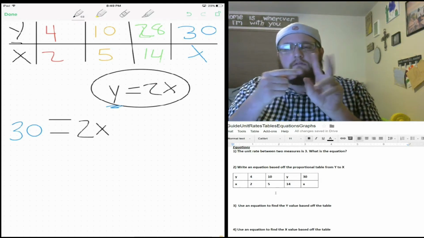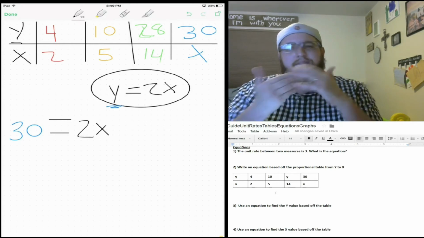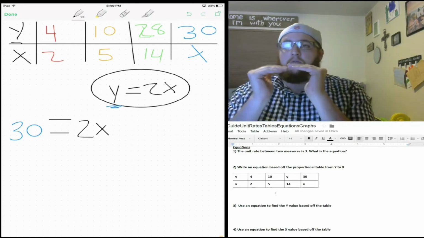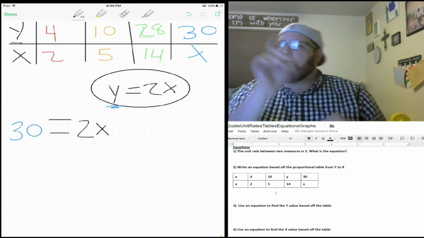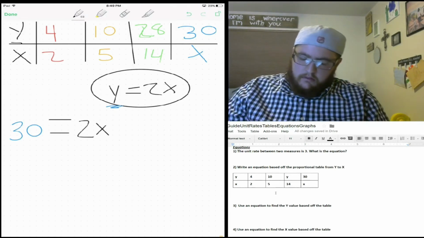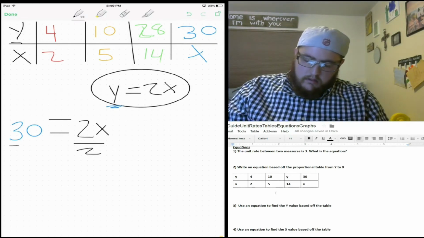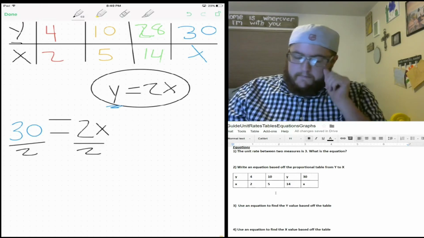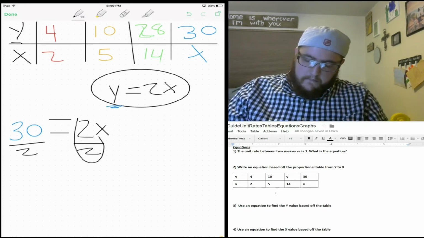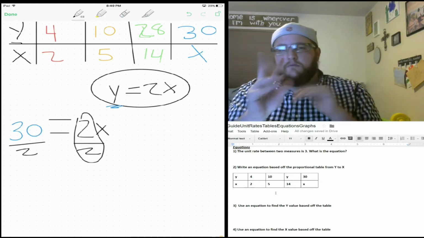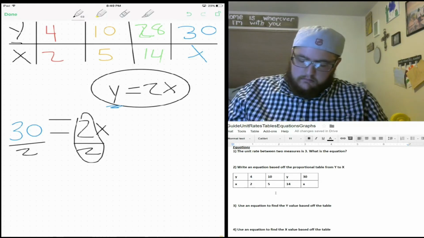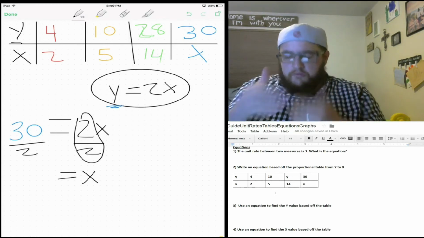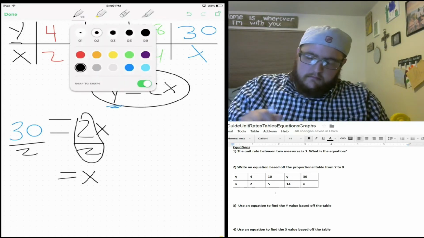So, in order to isolate x, in order to find out what x is equal to, we must undo that multiply by 2. And in order to undo it, we must do the inverse operation, which is division. So we must divide both sides by 2. Remember that this is an equation, so what we do to one side, we must do to the other. 2 divided by 2 becomes 1, and we can write that as 1x or just x. And 30 divided by 2 is 15.